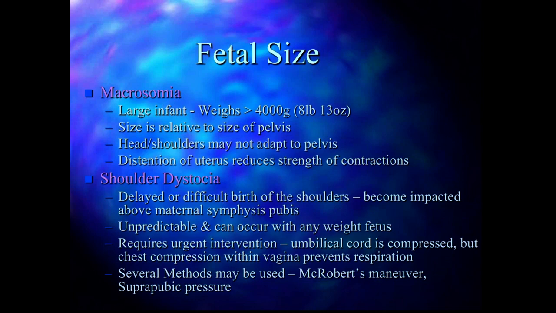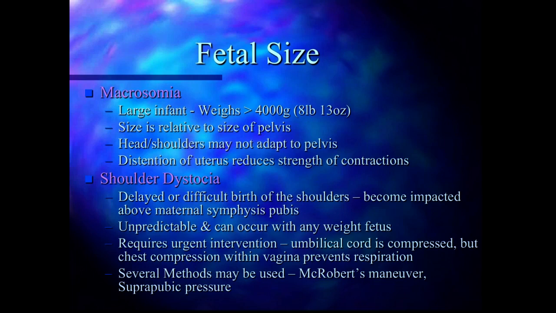First of all, fetal size. So if we have that macrosomic baby that we were talking about earlier, a very large infant who weighs greater than 4,000 grams, you can have problems with the delivery. The size is going to be relative to the size of the pelvis, but the head and the shoulders may not adapt to the pelvis, and the distension of the uterus is going to reduce the strength of the contractions. Then you could have shoulder dystocia, difficulty of delivering those shoulders with a very large baby.